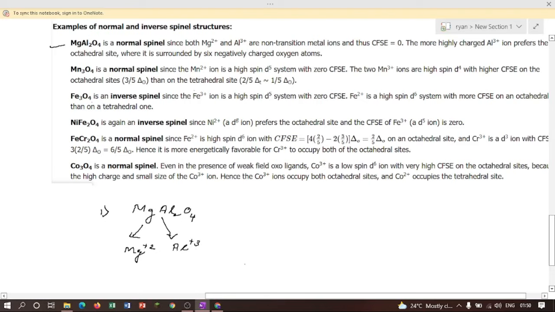I have given the tips and tricks. According to that, if the divalent and trivalent cations are non-transition metals, very clearly we can say that this is an example of normal spinel.